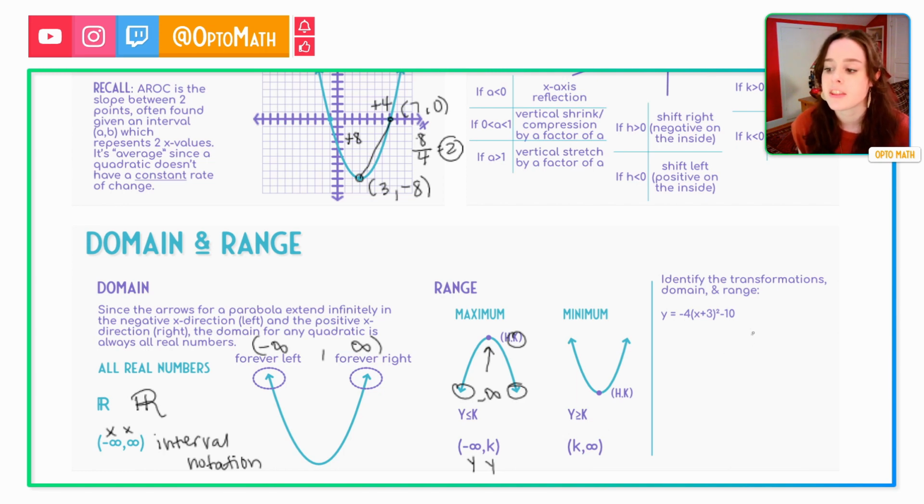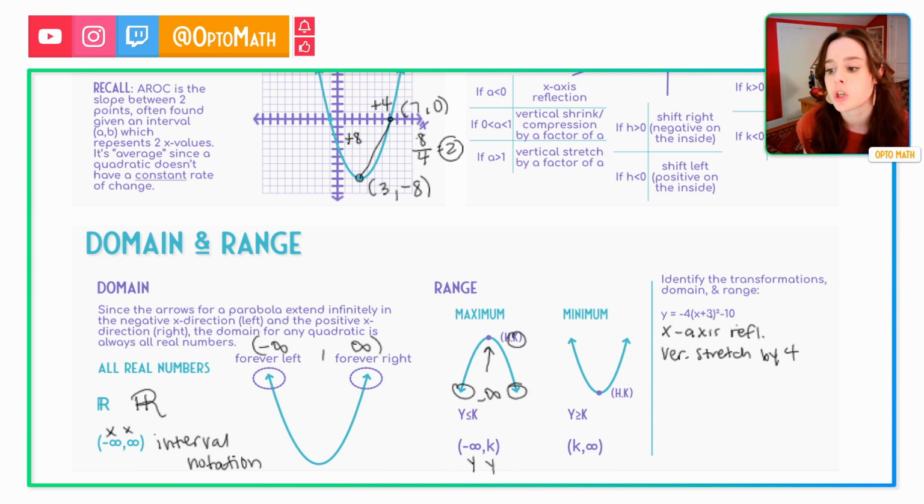So let's do a little practice here. We want to identify the transformations, domain, and range of this given equation. So let's do the transformations first. This negative means we have an x-axis reflection. And I'll just abbreviate. The 4 is a vertical stretch. We know it's a stretch because it's greater than 1, and that's by 4. Or you could write by a factor of 4, that'd be good too.